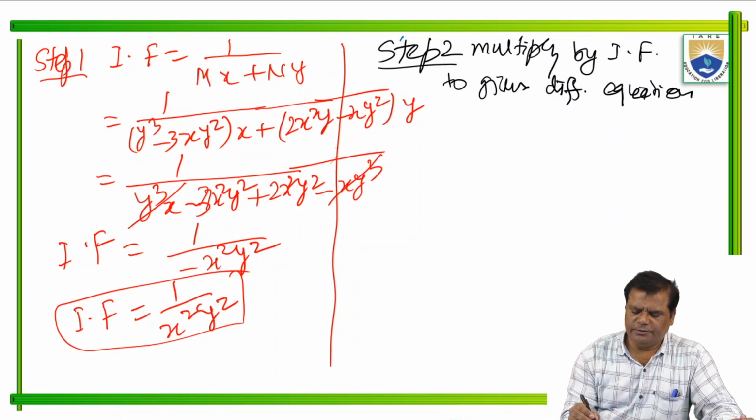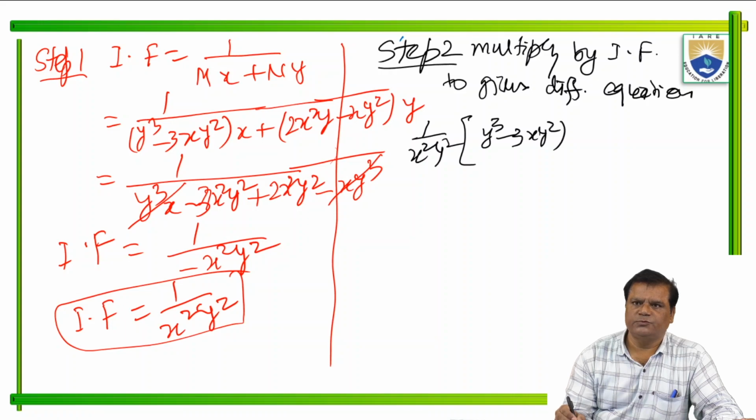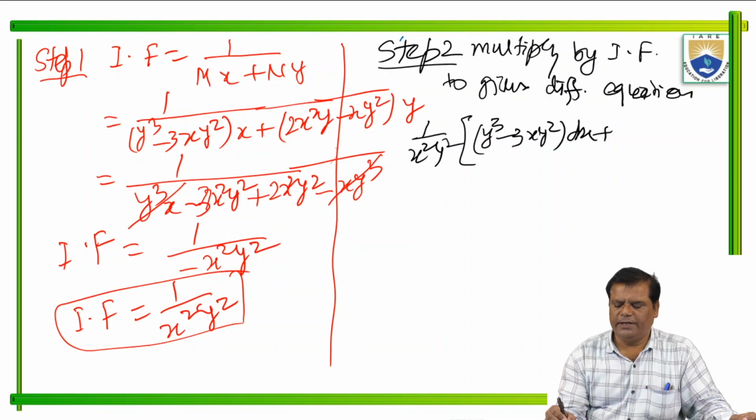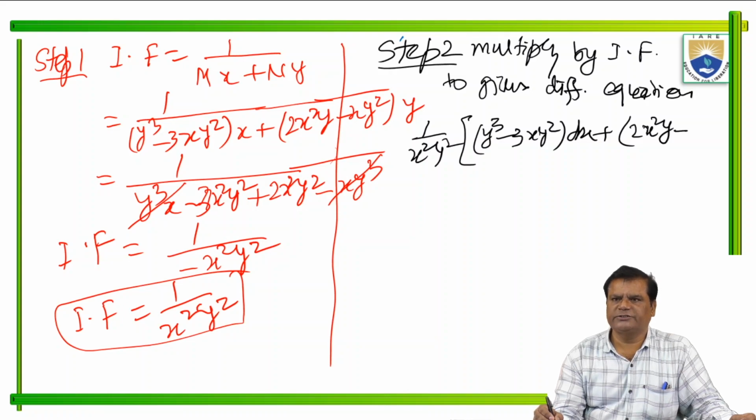First term is y cube. Here multiply 1 upon x square y square, this is the IF, and here multiply by y cube minus 3xy square, multiplied by dx. And plus N, N is 2x square y minus xy square, dy equal to 0.